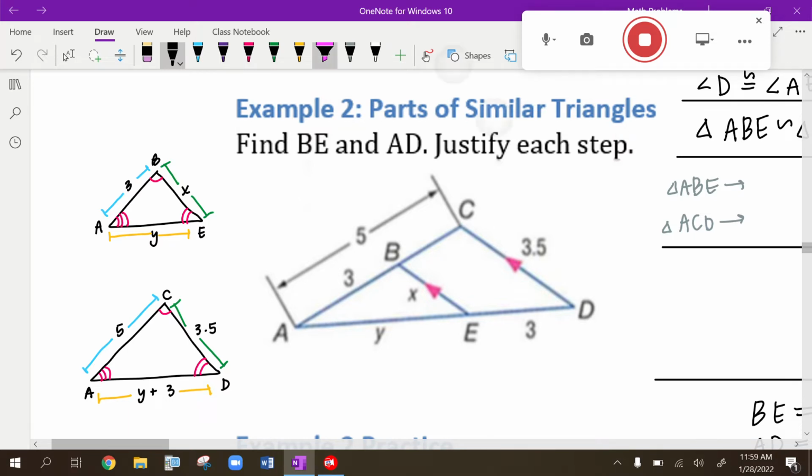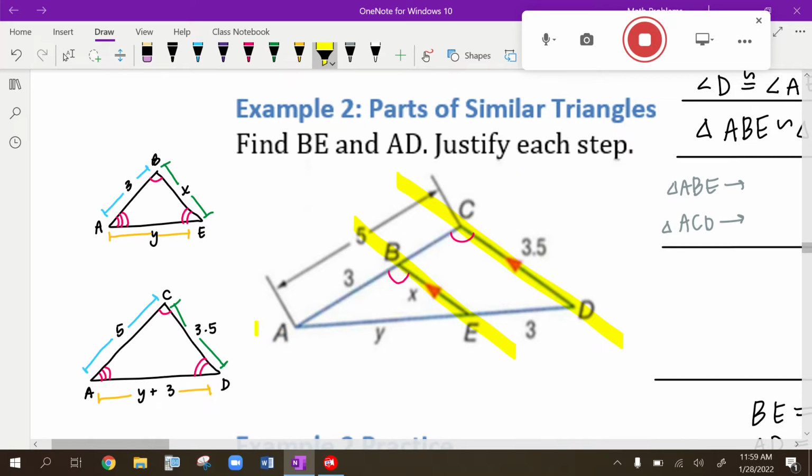Now first, I noticed that I have a pair of parallel lines in this. That helps me find similar triangles because it gives me congruent angles. For example, if I look at AC as the transversal, I know this angle and this angle have to be the same because they're corresponding. Remember, corresponding angles are congruent.